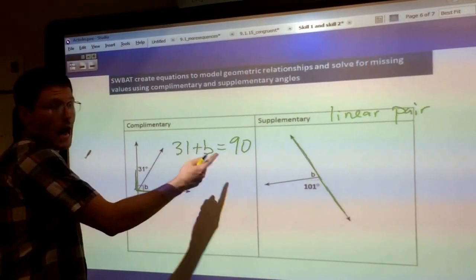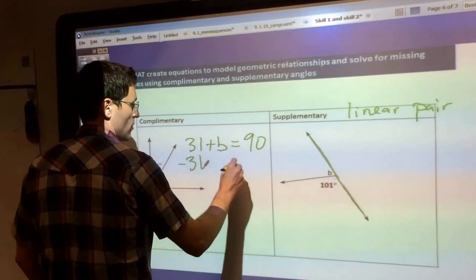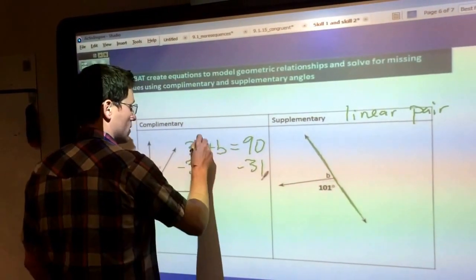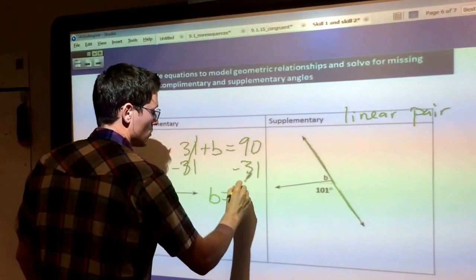All right, so as you should know, this one we just have to subtract 31 from both sides. Okay, these cancel out, we end up with B is equal to 59.